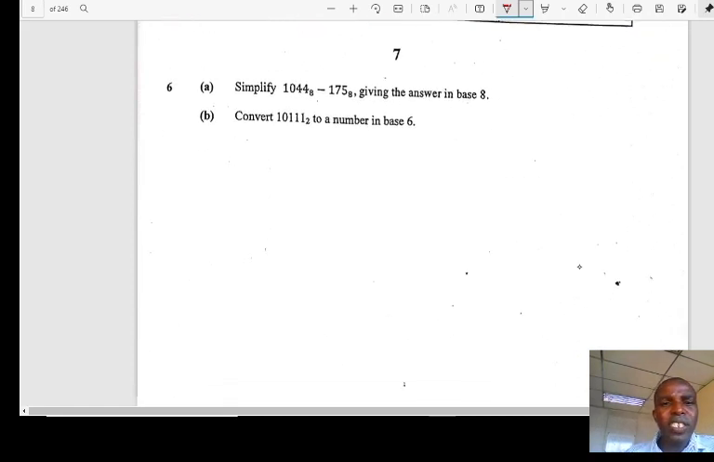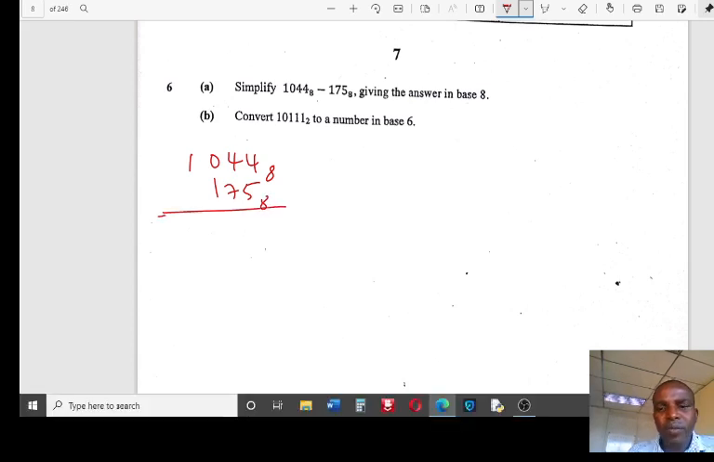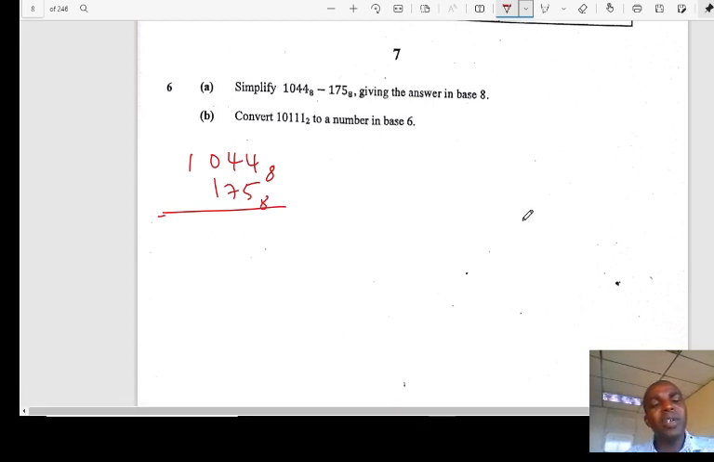Simplify. These are number bases. So it's 1044 base 8 minus 175 base 8. What you do here is you work it out the same way you work out numbers in base 10. That's what you do here.